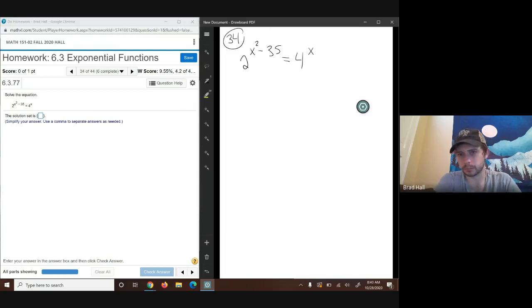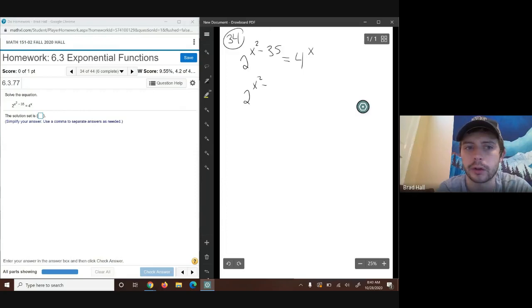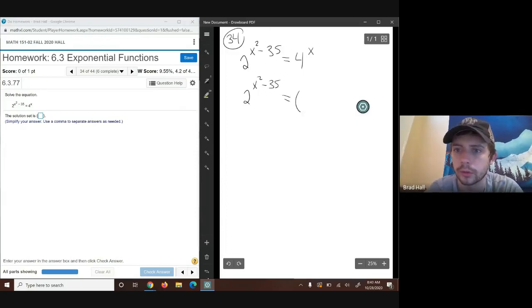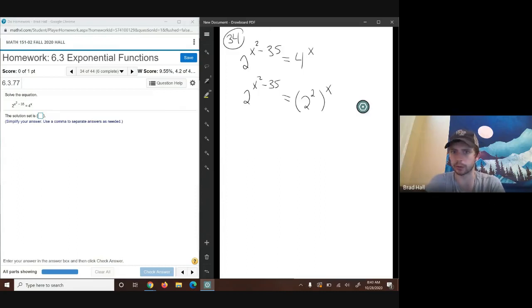And so how can we write 4 as a power of 2? Well, 4 is simply just 2 squared. So let's go ahead and write that down. So instead of 4 raised to the x, it's 2 squared raised to the x. So notice 2 squared is still 4, so that's perfectly fine. But now we have a common base, but we do not cancel out yet because we have an exponent raised to an exponent.